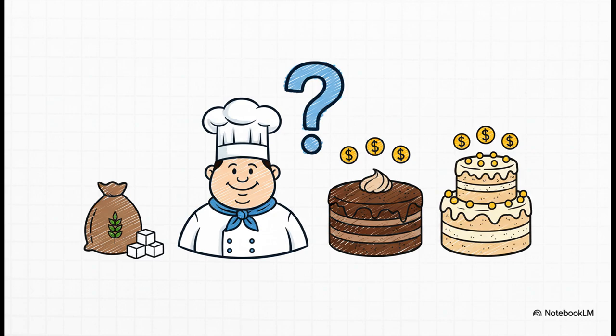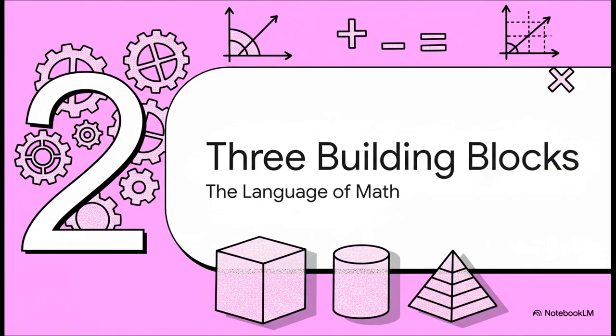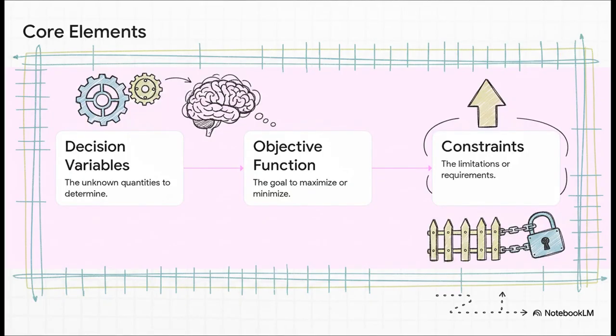That's our puzzle. To solve this bakery puzzle, we need to translate it into a language that math can actually work with. And it really all comes down to just three core building blocks. These are the three key ingredients we have to define. We've got our decision variables, our objective function, and our constraints. If you can get these three things right, you are well on your way to finding that perfect solution.